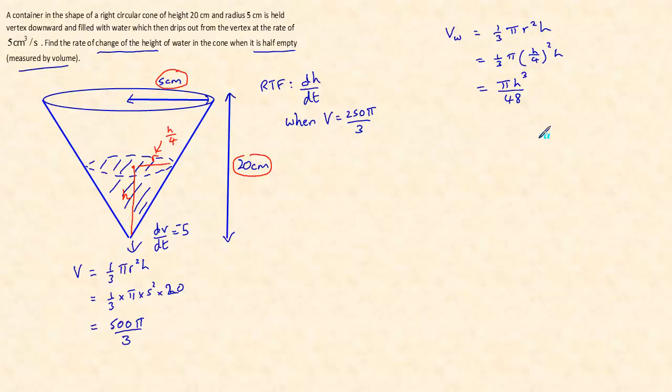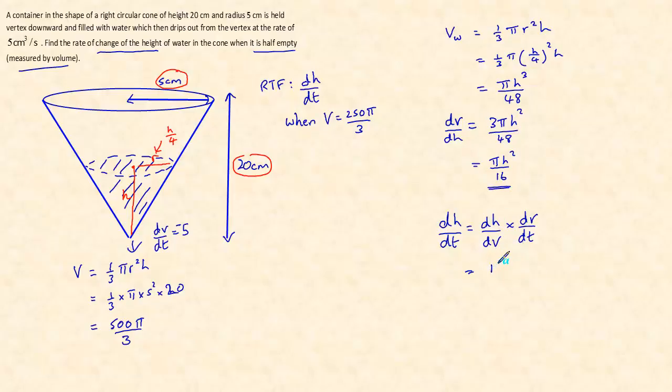over 48. So dV/dh, we can now find, is going to be 3 pi h squared over 48, which is pi h squared over 16. Now we want dh/dt, so we just form a chain. We can say that's dh/dV multiplied by dV/dt. Just think, if we cancel the dV's here, we get dh/dt. So this is dV/dh. dh/dV is just going to be the other way up, and then we multiply by dV/dt, which is -5. So that's going to be -80 over pi h squared.